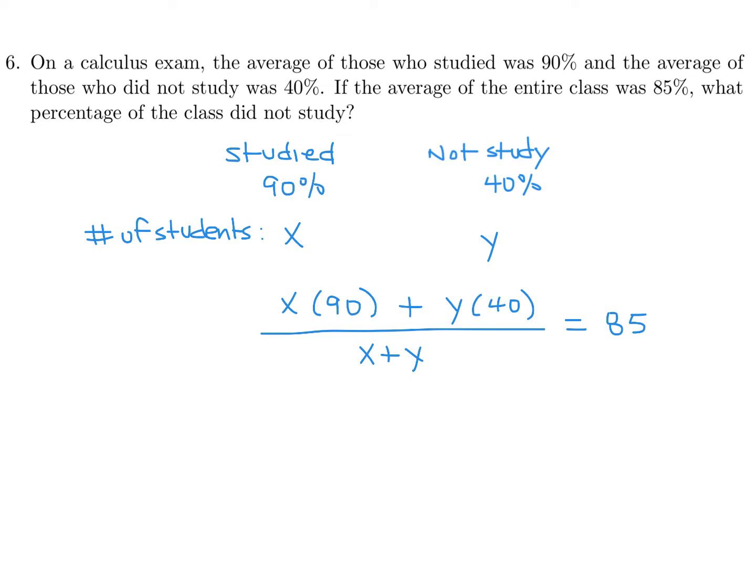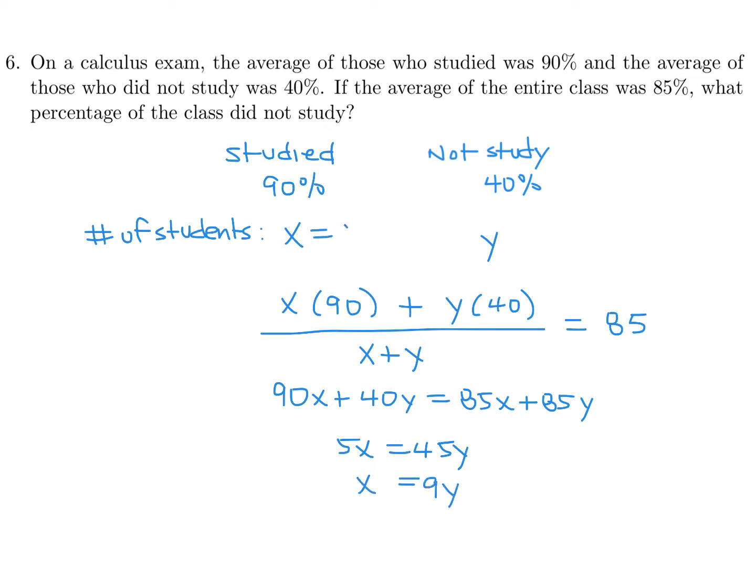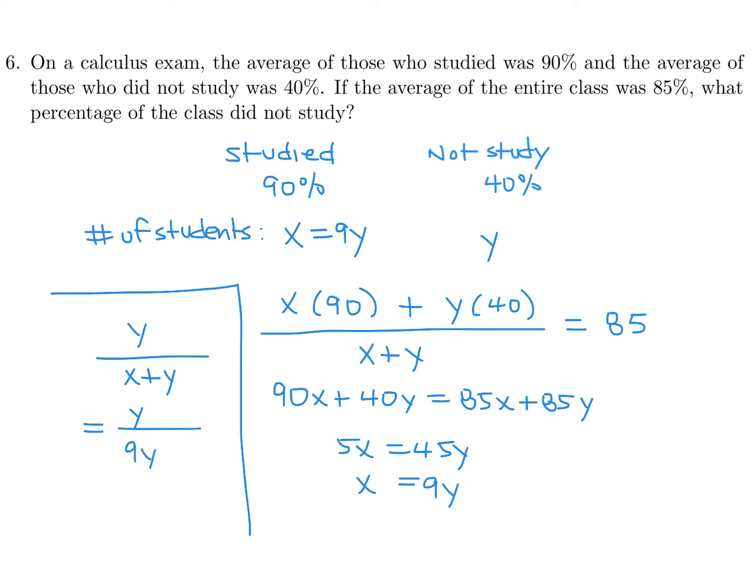Now you just cross multiply. So this is 90x plus 40y. This will be 85x plus 85y. And then this will be 5x, and this will be 45y. This means x is equal to 9y. And then finally, we have to figure out what percentage of the class did not study. The ones who did not study are represented by y, and the total number of students is x plus y. Well, x is 9y, so put that in.